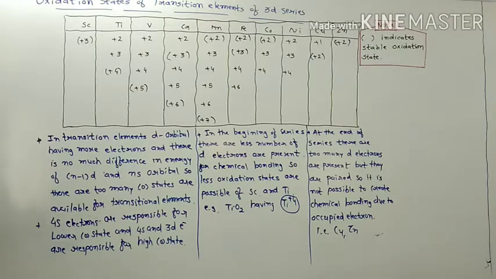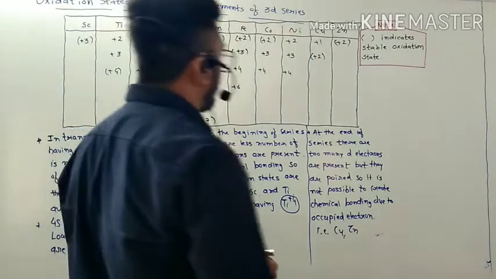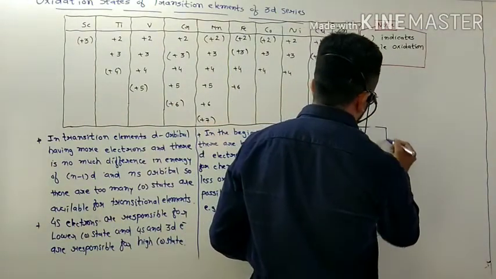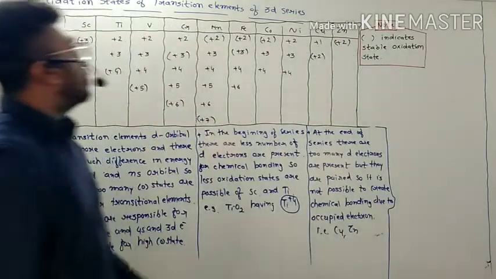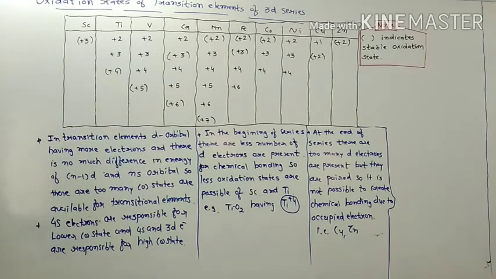So at the end of the series there are too many electrons, but again we fail to get a higher number of oxidation states. Why? Now we will discuss the middle of the series. Just see vanadium, chromium, manganese, iron: they have higher oxidation states, the greatest number of oxidation states are possible.